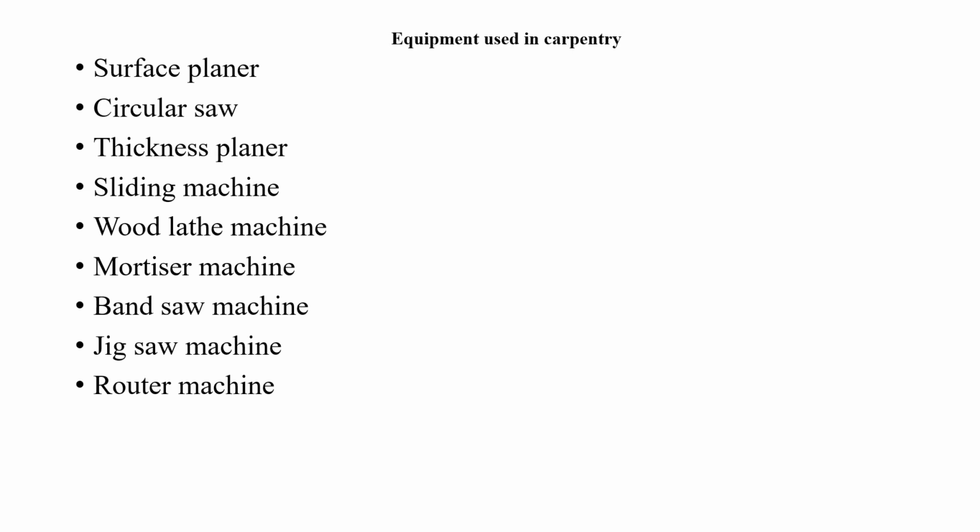The surface planer machine is used to plane, of course. The circular saw is used to cut. The thickness planer is used to plane but respecting the given thickness. The sliding machine is used to cut longitudinally and across. The wood lathe is used to turn pieces. The mortiser machine is used to chop the mortise. The band saw is used to cross cut. The jigsaw is used to cut in any shape, and the router is used for decoration purposes.